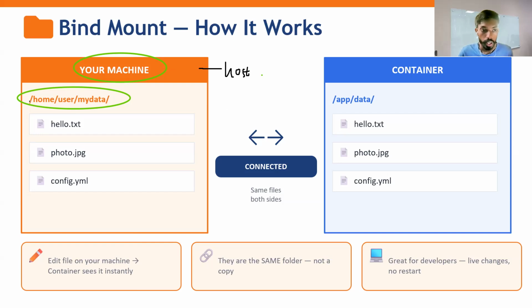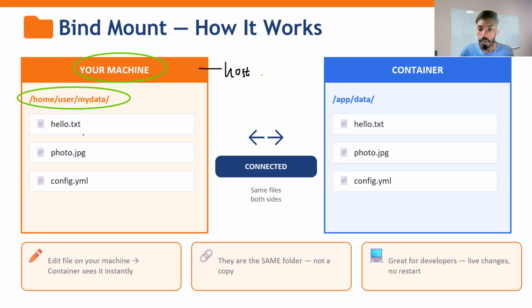So inside the host machine, I have a path called /home/user/mydata. This is the exact path that I have created. Inside that path, you can have different data: text files, JPGs, YAMLs, anything. When you map this particular location to the container, your container also refers to that location to update your data.